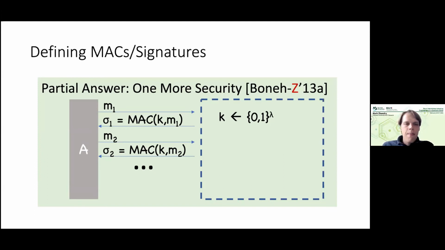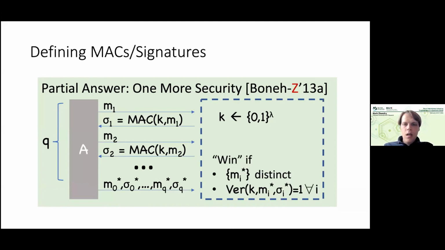One is this notion of one-more security, where you don't explicitly require a new message signature pair. Instead, the adversary gets to see Q message signature pairs through their queries, and you require them to construct Q+1 message signature pairs. So you're basically asking them to sign one more thing than they started with. And here there are no issues. We can upgrade this to the quantum setting trivially.